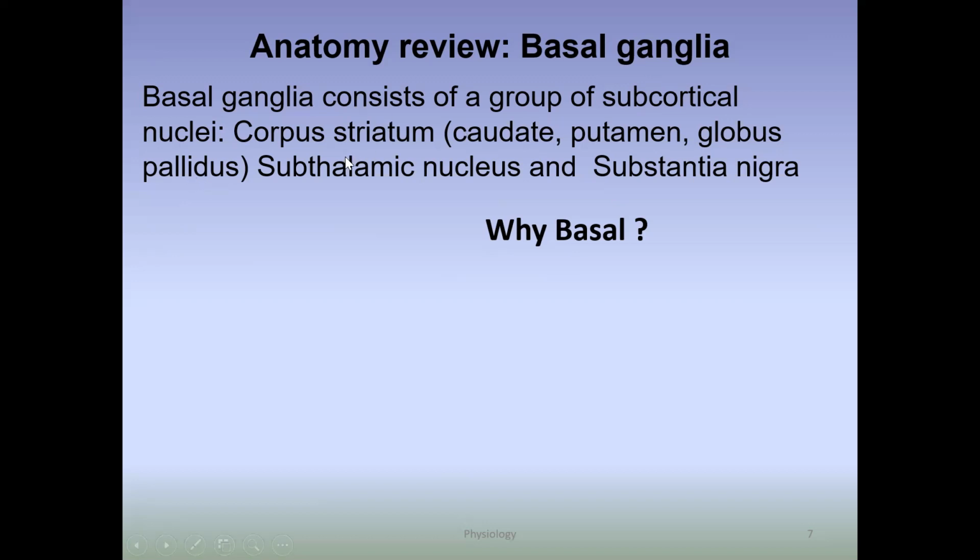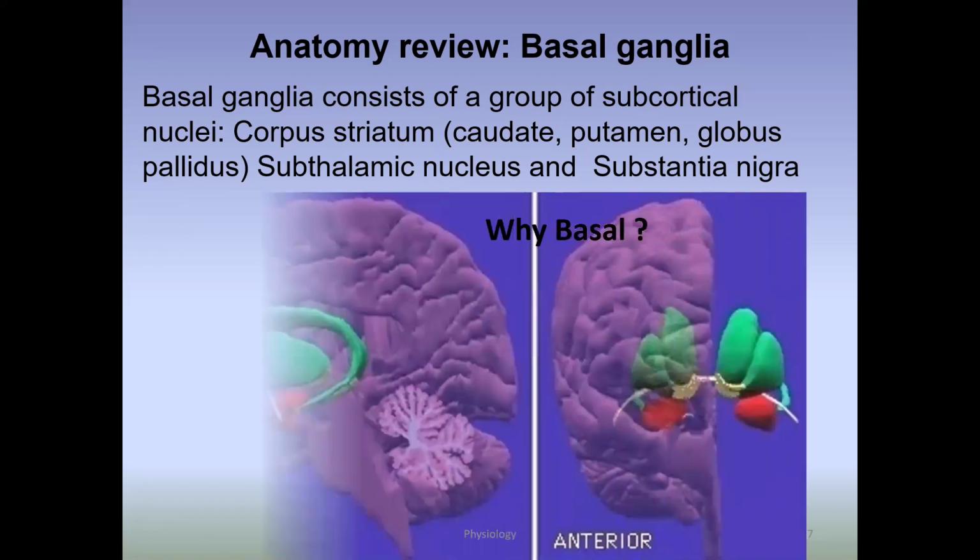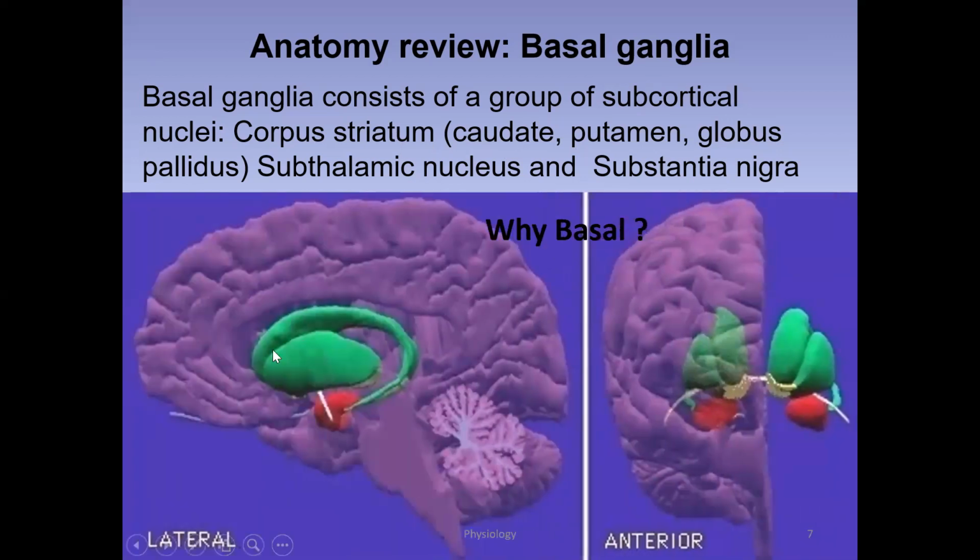It consists of 5 types of nuclei: caudate nucleus, putamen, globus pallidus, subthalamic nucleus, and substantia nigra. The caudate, putamen, and globus pallidus combined together are called corpus striatum. The C-shaped structure is called the caudate nucleus. This lenticular-shaped nucleus is called putamen and globus pallidus. You can see in this diagram putamen and globus pallidus.